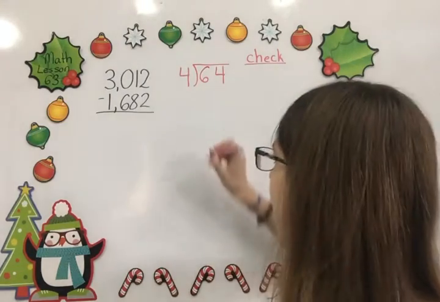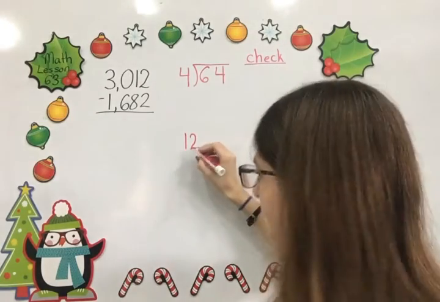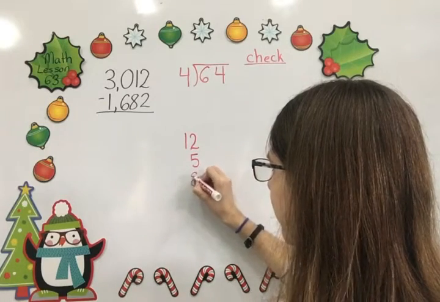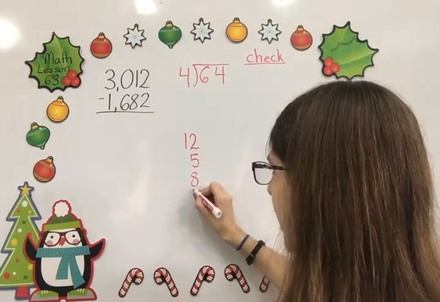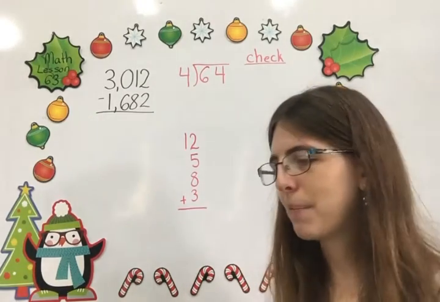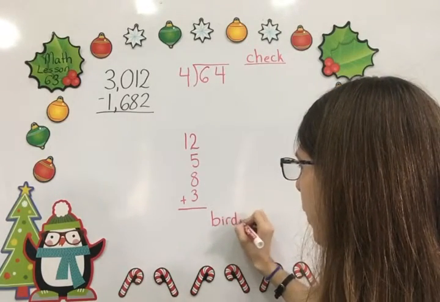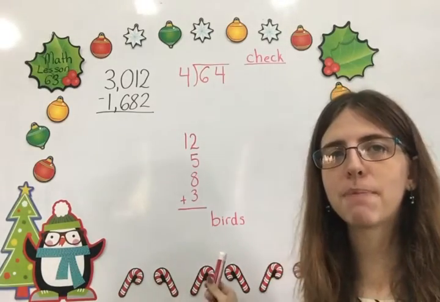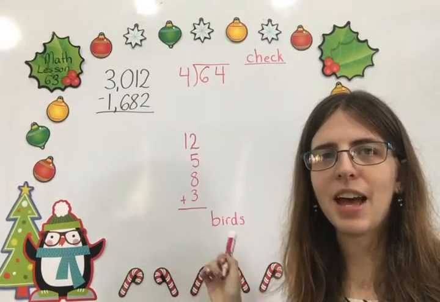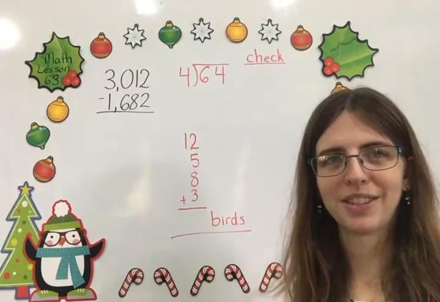So I need to add my 12 goldfinches, my 5 cardinals, 8 chickadees, and 3 woodpeckers. Add that all up, and that will be the total number of birds. So don't forget to write birds. Add this all up, so this is what should be in your workspace. Add this up, and then on the line, you're going to write however many birds.